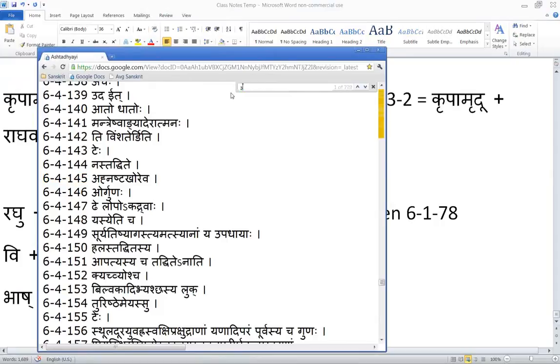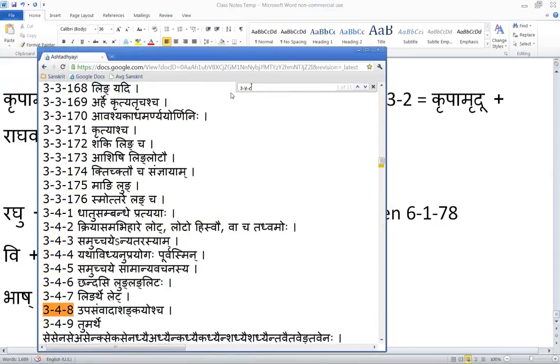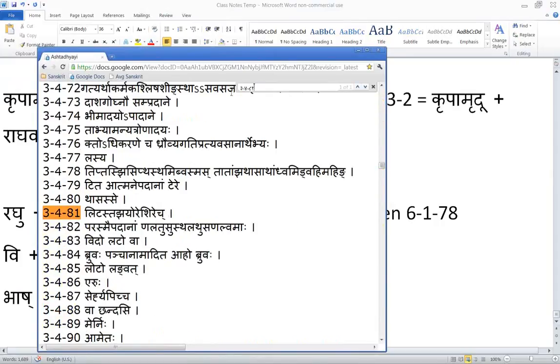And there we have the sutram litastajayor eshirech. In fact, the anuvritti of litaha was coming down to the sutram which you already used. In place of tha and jha, prathama purusha ekavachanam and prathama purusha bahuvachanam, the adesha of esh and irech. Unfortunately, this sutram has no application in the Gita. In Bhagavad Gita, this sutram has no application. You do not have it anywhere in the Gita.